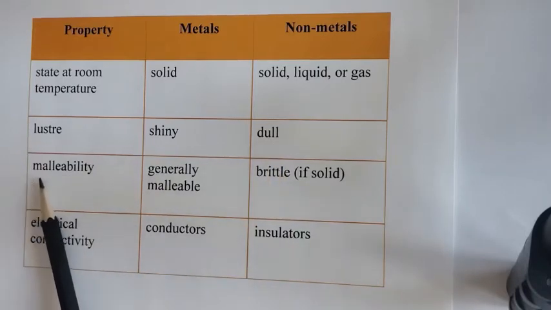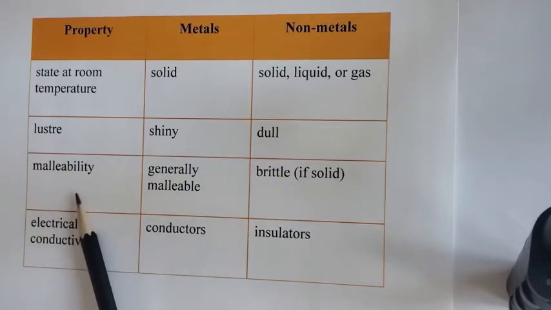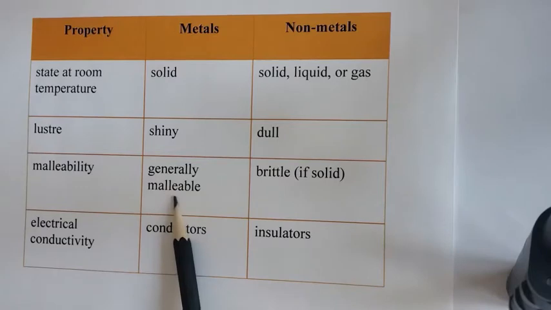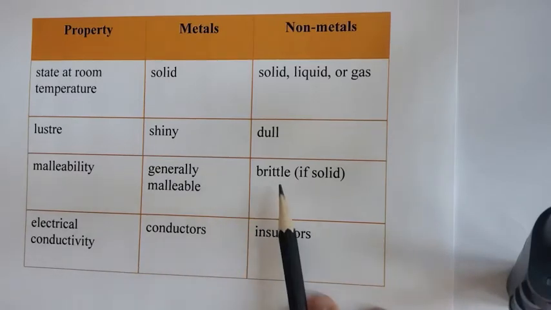Metals tend to be malleable. They also tend to be ductile. So malleable is the ability to be hit with a mallet, a hammer, and flattened out into sheets. If you hit something with a hammer and it shatters, well, it's not malleable. So metals tend to be very malleable, and that's why we like them for jewelry. You can stretch them out into necklaces and bracelets and rings.